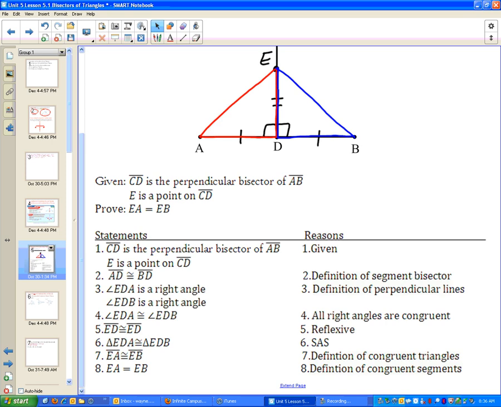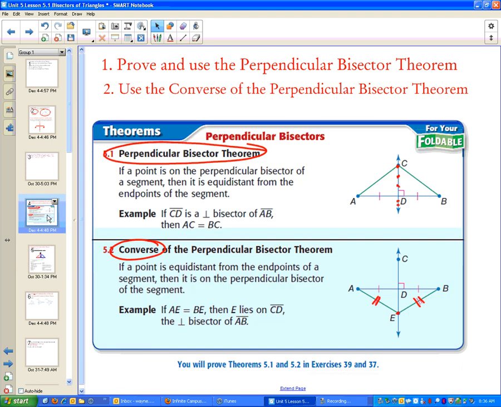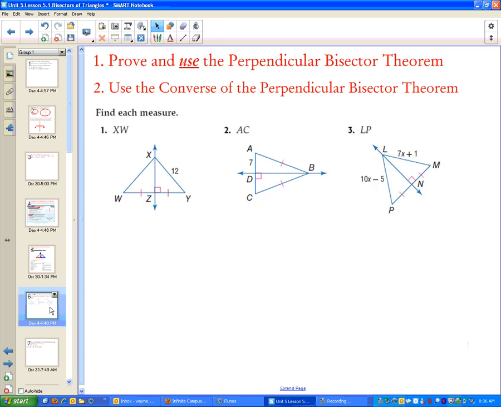So before we go on and start using this, remember what we know. We know that if a point's on the perpendicular bisector, it's equidistant from the endpoints. If a point is equidistant from the endpoints, it's on the perpendicular bisector. We know both of those things. Okay? Let's do a few from your assignment for today. So turn to page 327.